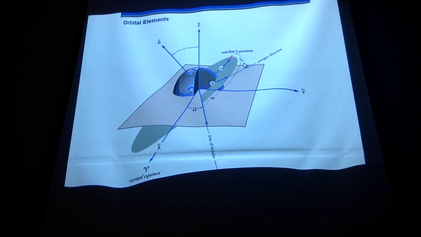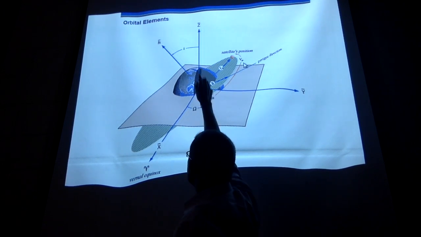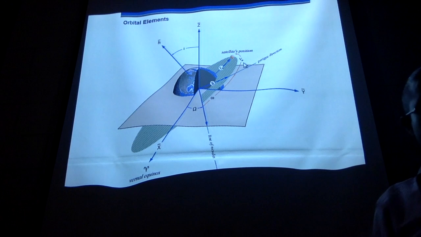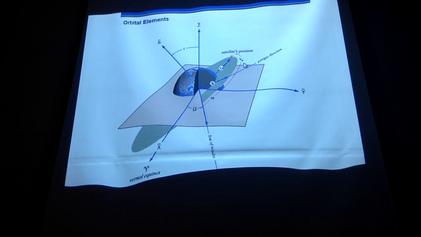Now, we define, you know what the z direction is, right? What is the z direction? The axis of rotation.